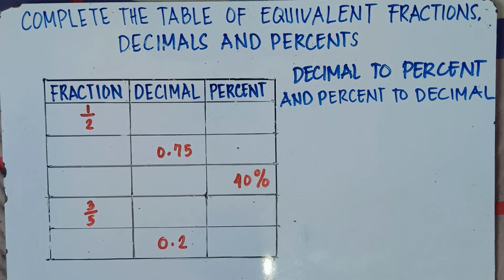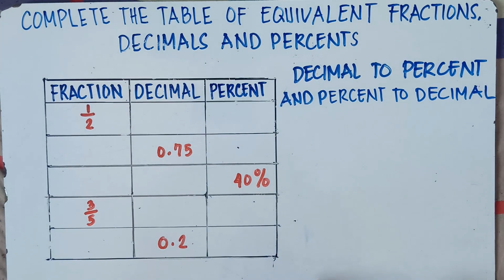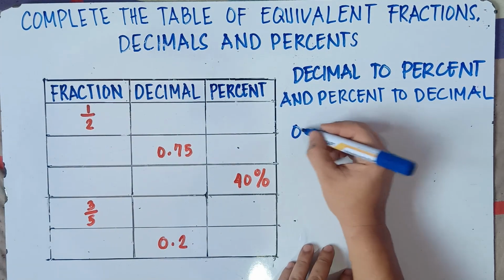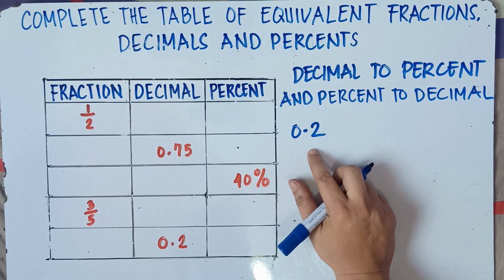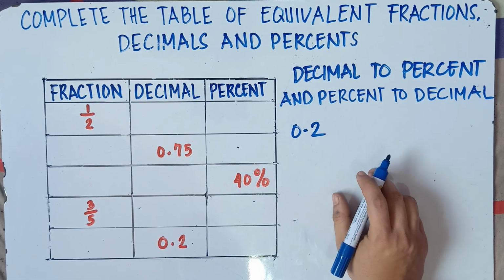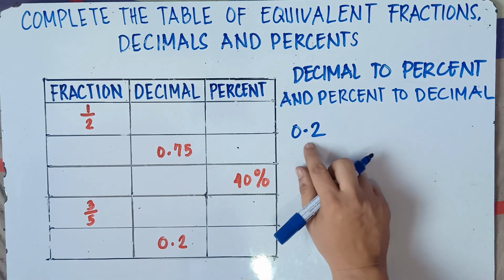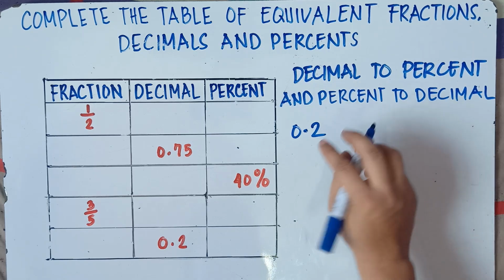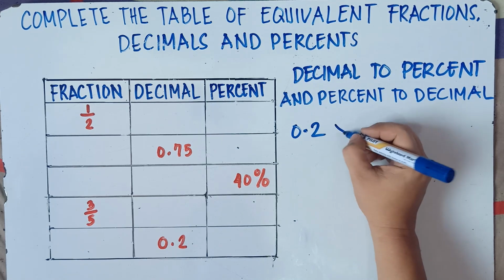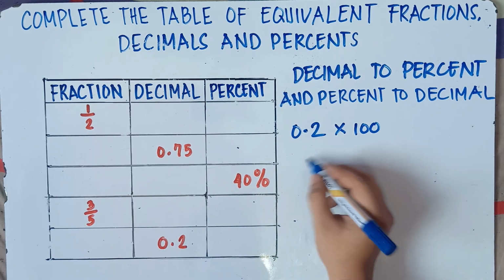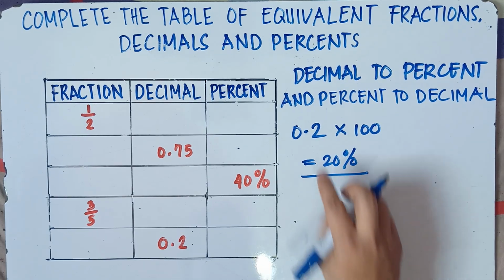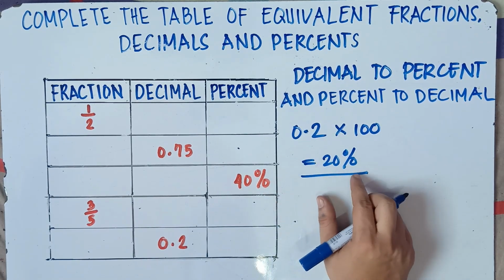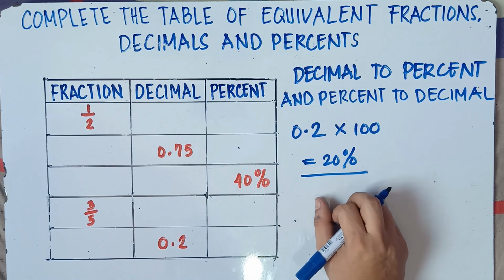Alright, so let's have converting decimal to percent and percent to decimal, class. So let's start with an example, decimal to percent. Let's have 0.2. How will you convert that one into percent? To convert decimal to percent, class, just simply multiply this one by 100 if you are using the calculator. 0.2 times 100, you will get 20%.